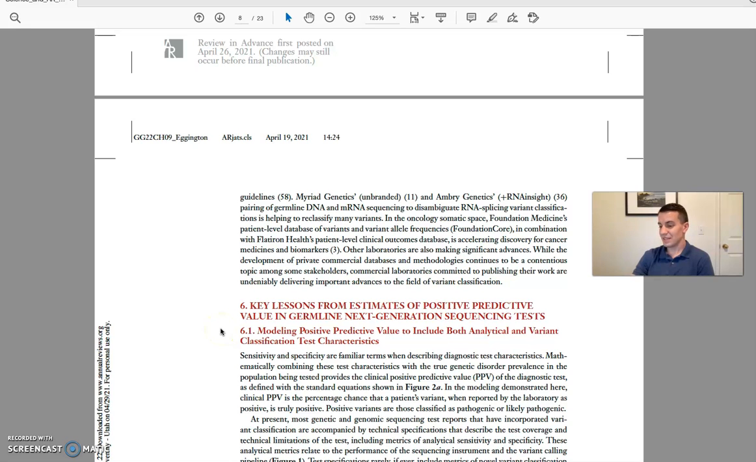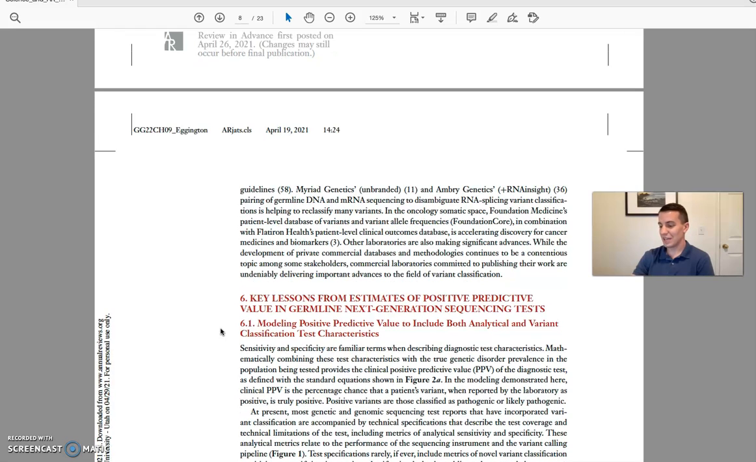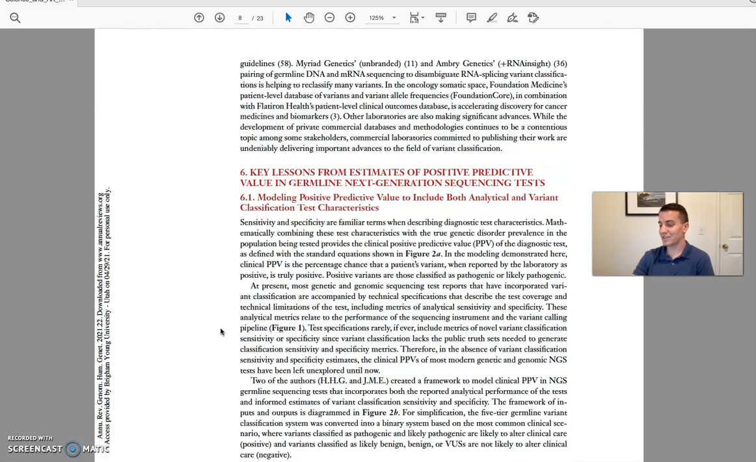Section 6. Key lessons from estimates of positive predictive value in germline next-generation sequencing tests. Section 6.1. Modeling positive predictive value to include both analytical and variant classification test characteristics.